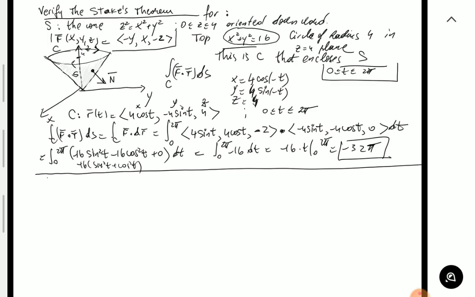So like I said, the equation of the cone is this, and let's choose the default parametrization in which x becomes u, y becomes v, and in this case z is going to be the square root of u squared plus v squared.